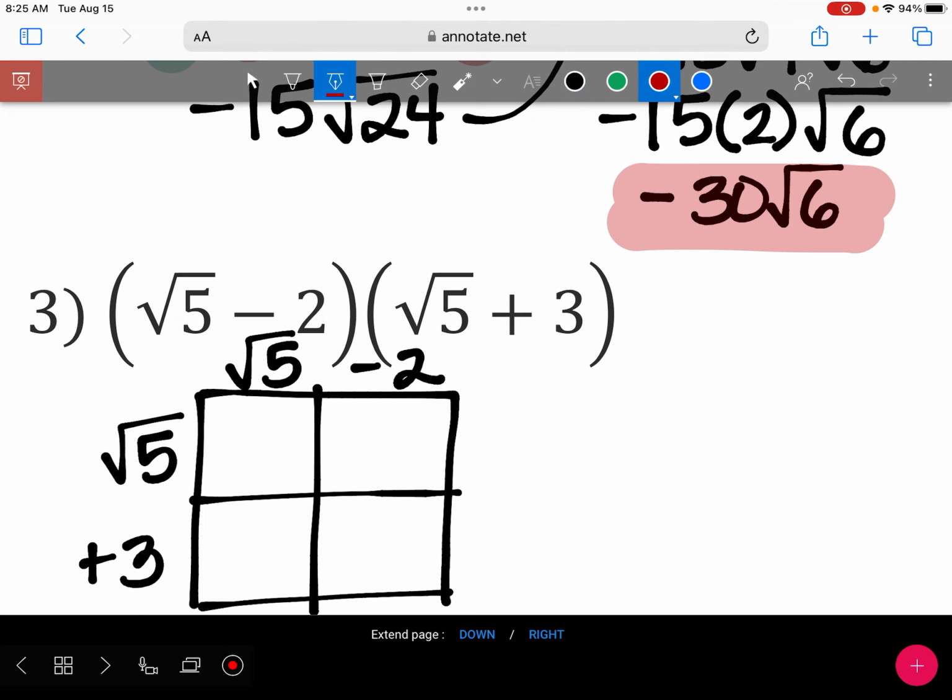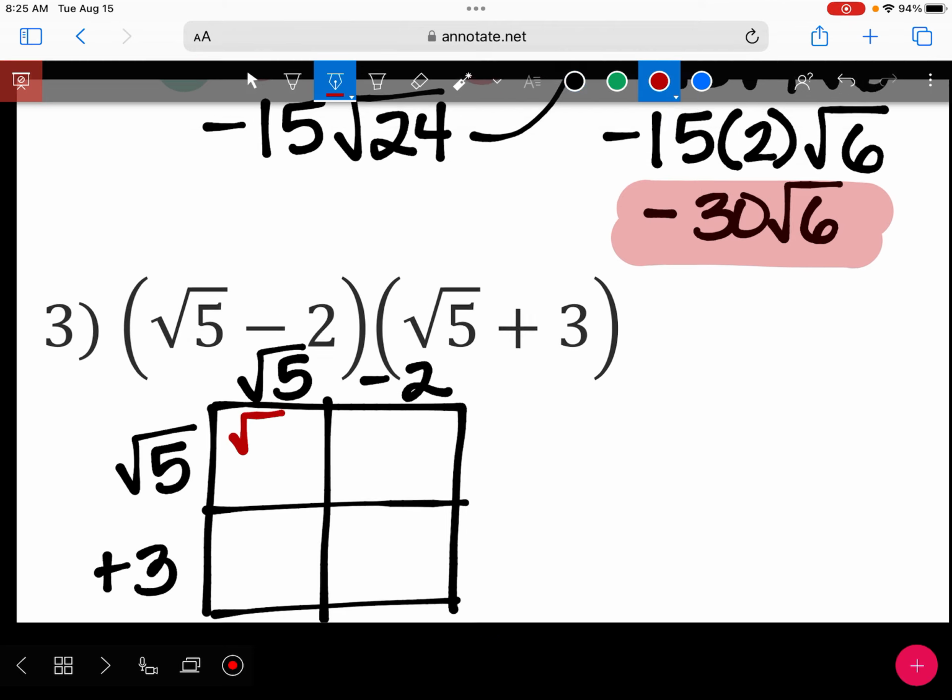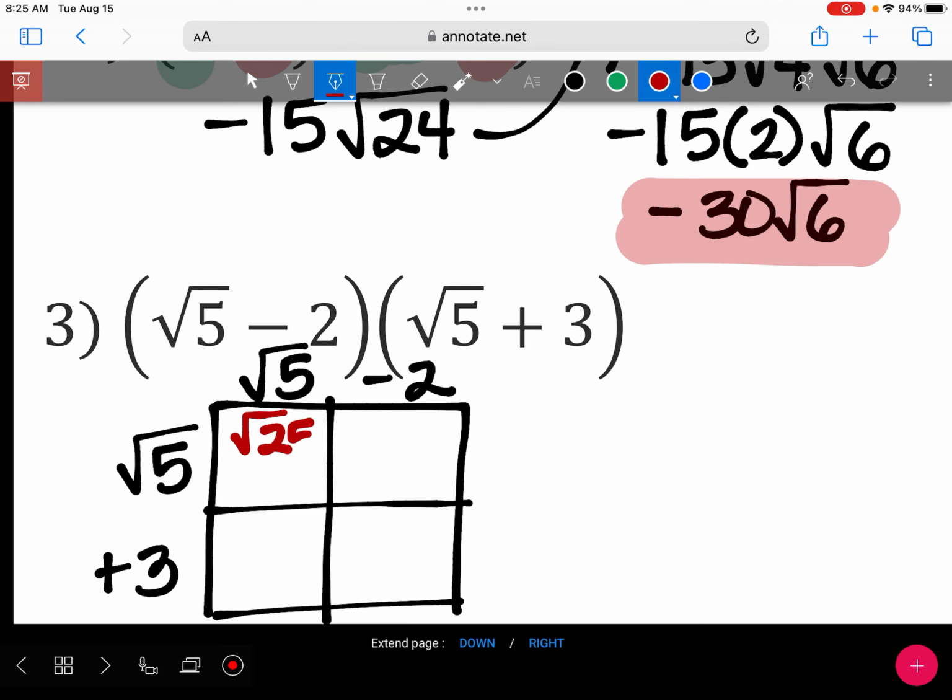So in this first box, I have the square root of 25. And the square root of 25 is 5. And then I have negative 2 times root 5, and that would just be a negative 2 root 5. And then I have a positive 3 root 5 and the negative 6.